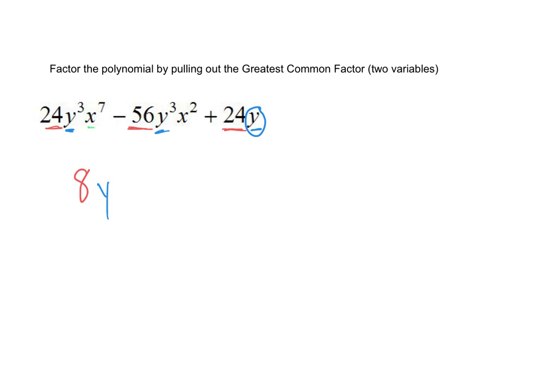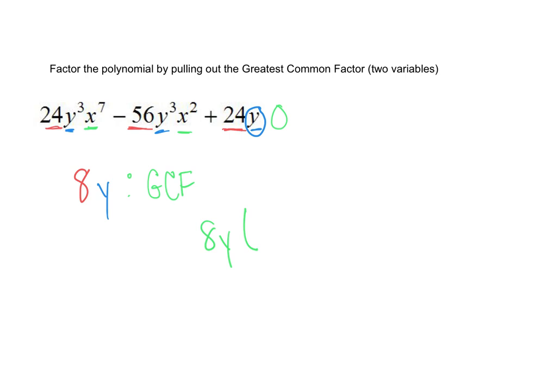And then I'm going to see the x's, and my last term has no x, so that means it's not common to everything. So you have to be very careful that you don't pull out stuff that isn't common to everything. So 8y would be my GCF, and I'm going to see what's left when I take out the 8y.